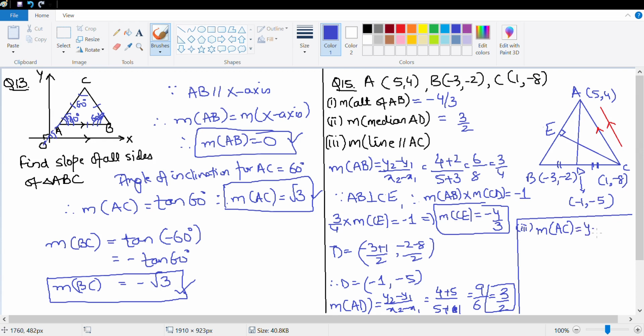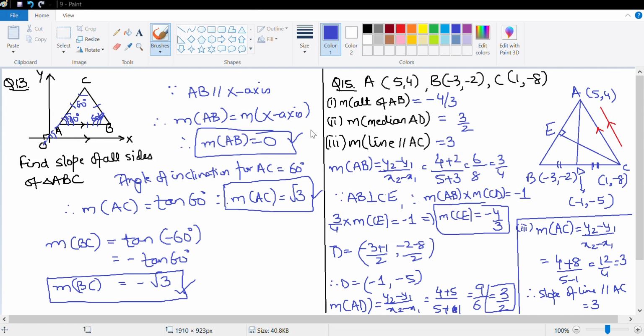Again, the formula will be y2 minus y1 upon x2 minus x1. y2 is 4 minus y1 is -8, so 4 plus 8 upon x2, 5 minus 1, that's 12 upon 4, which means equal to 3. Therefore, any line parallel to AC will have slope equal to 3. So that's the answer for the third part. Interesting, right? Let's look at the next question now.